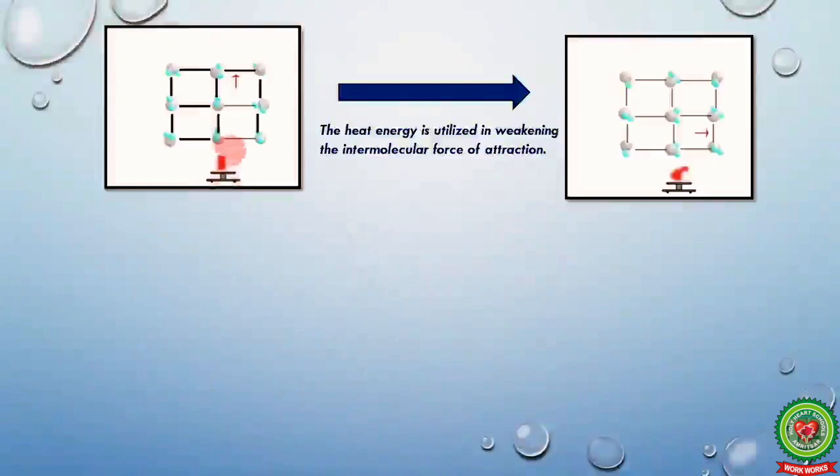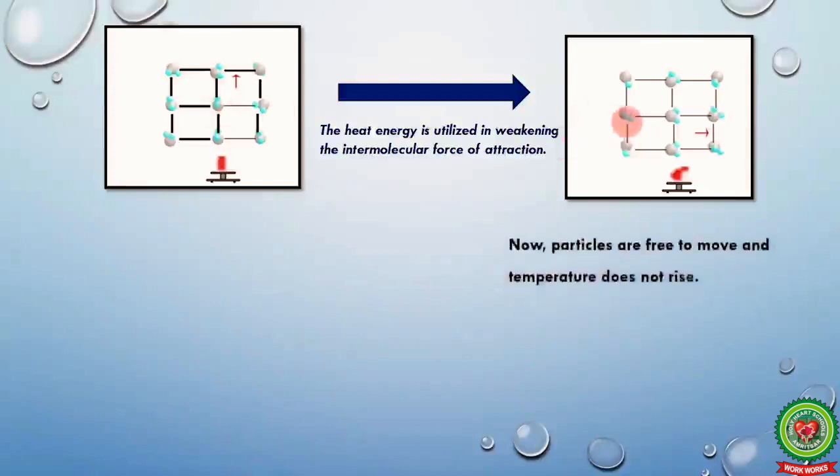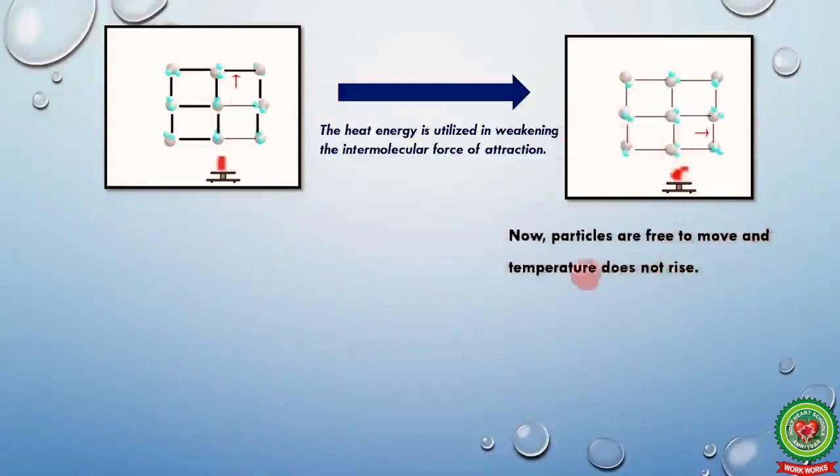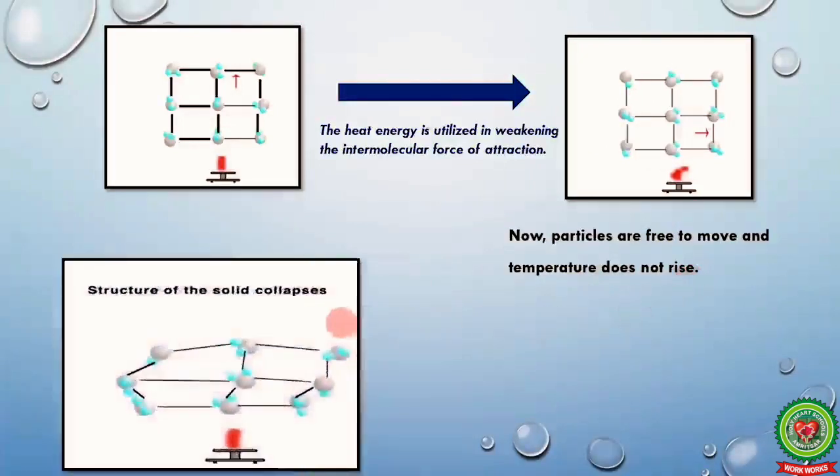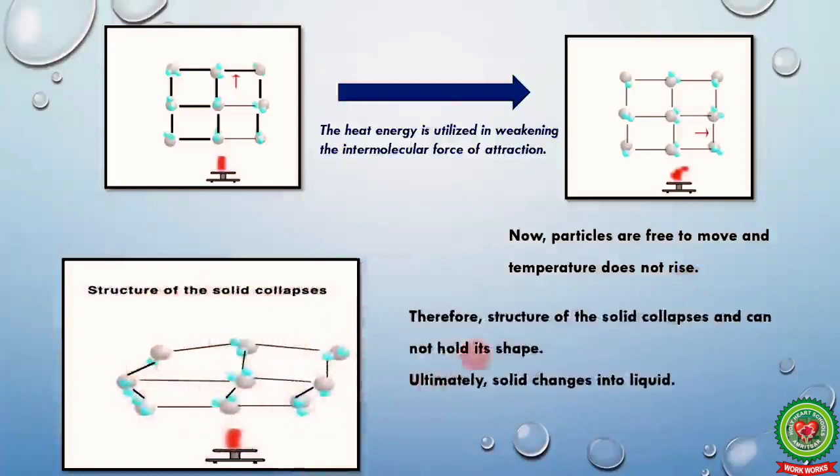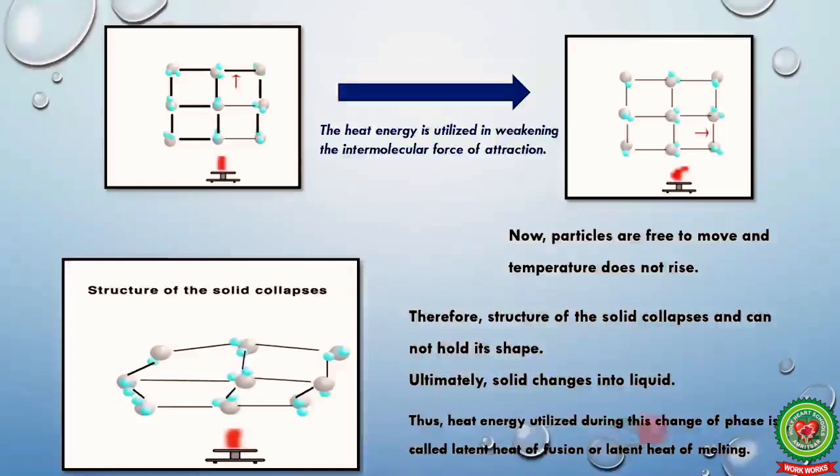As heat is supplied continuously to the solid, the heat energy is utilized in weakening the intermolecular force of attraction. Like this, all the bonds get weakened here. Now these particles are free to move and temperature does not rise. So ultimately what happened? The structure of the solid collapses. It changes its shape. The structure of solid collapses and cannot hold its shape. Ultimately, solid changes into liquid. Thus heat energy utilized during this change of phase is called latent heat of fusion or latent heat of melting. So during all this process, all the heat which is utilized by this solid is called latent heat of melting, which only changes the phase of the solid.